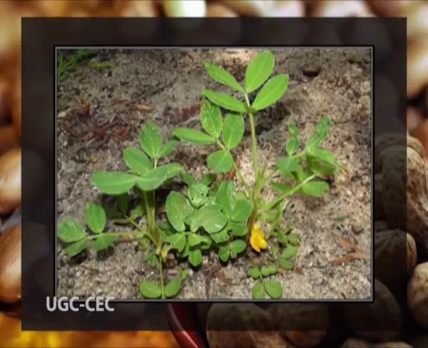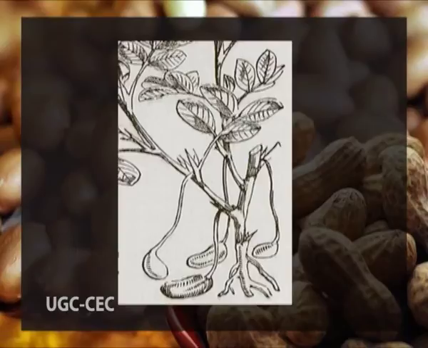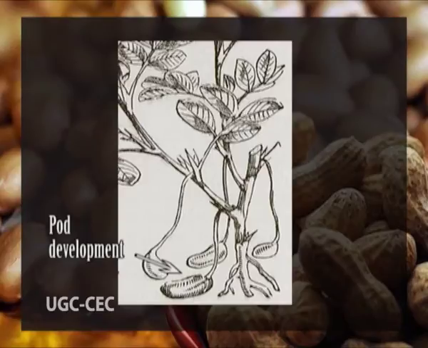Groundnut plants begin to bloom about 30 to 40 days after emergence. After pollination and fertilization occurs, the stalk, that is peg, below the fertilized ovary elongates and curves downwards. It takes about 10 days for the peg to penetrate the soil. A week after soil penetration, the peg tip enlarges and pod development begins. Subsequently, the fruit matures in 9 to 10 weeks with favorable temperature and moisture conditions.